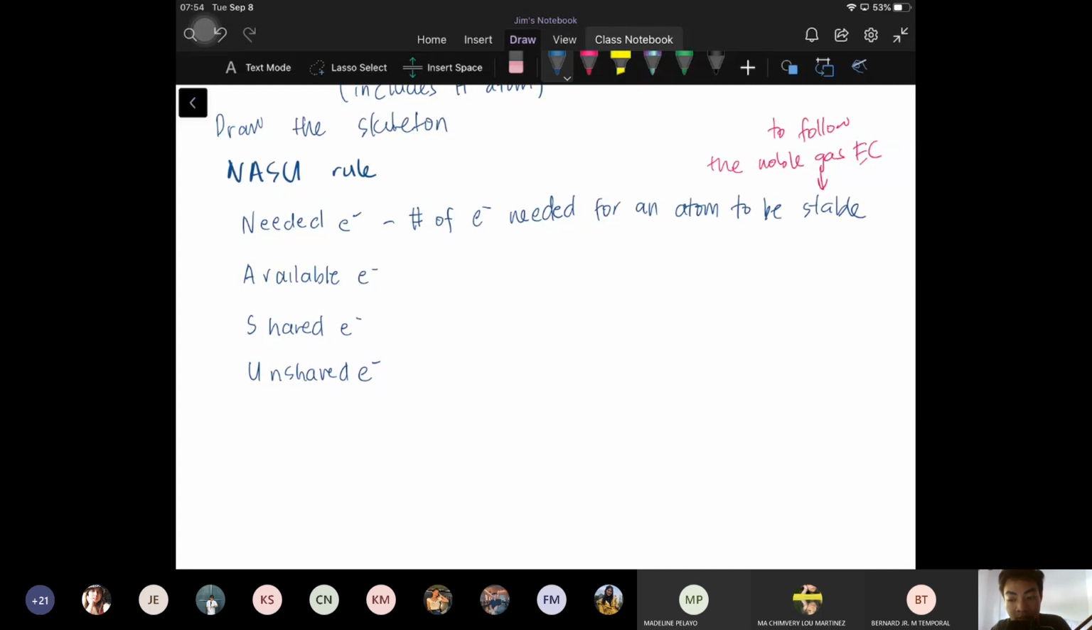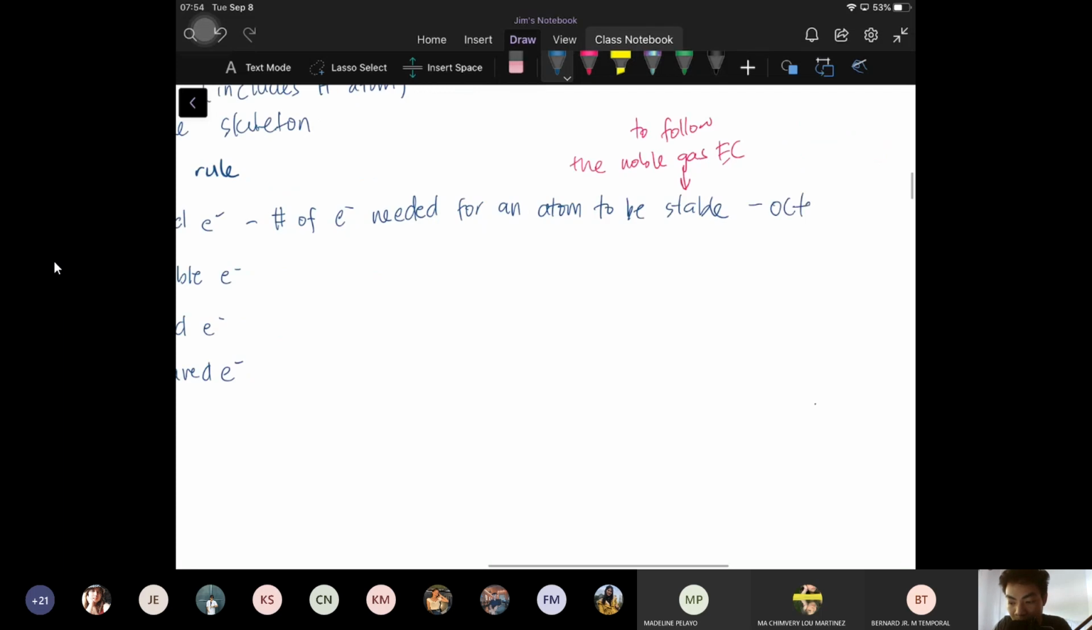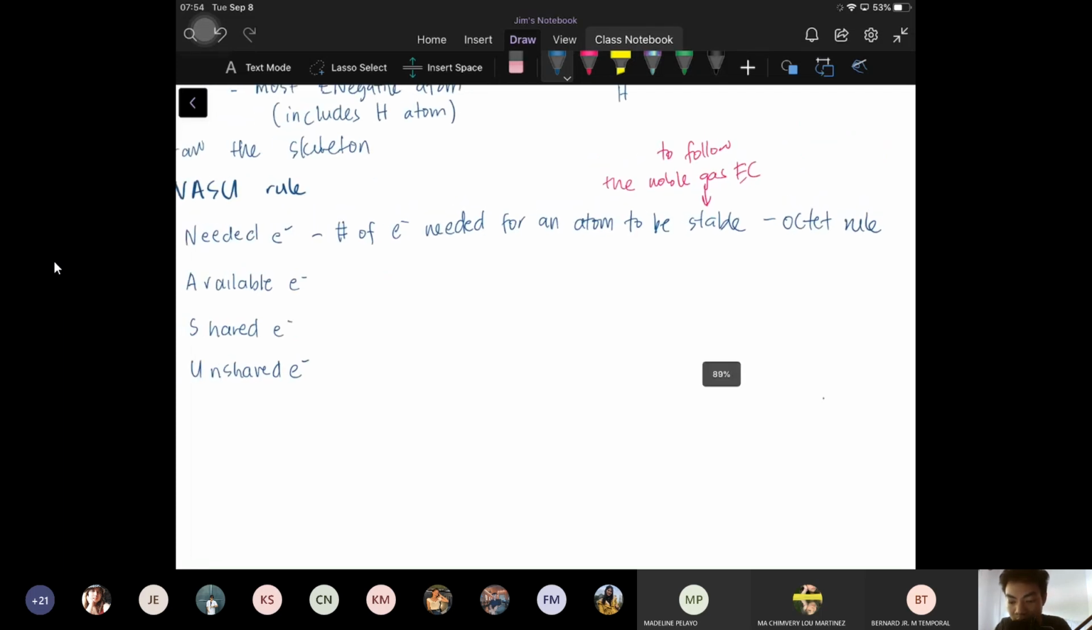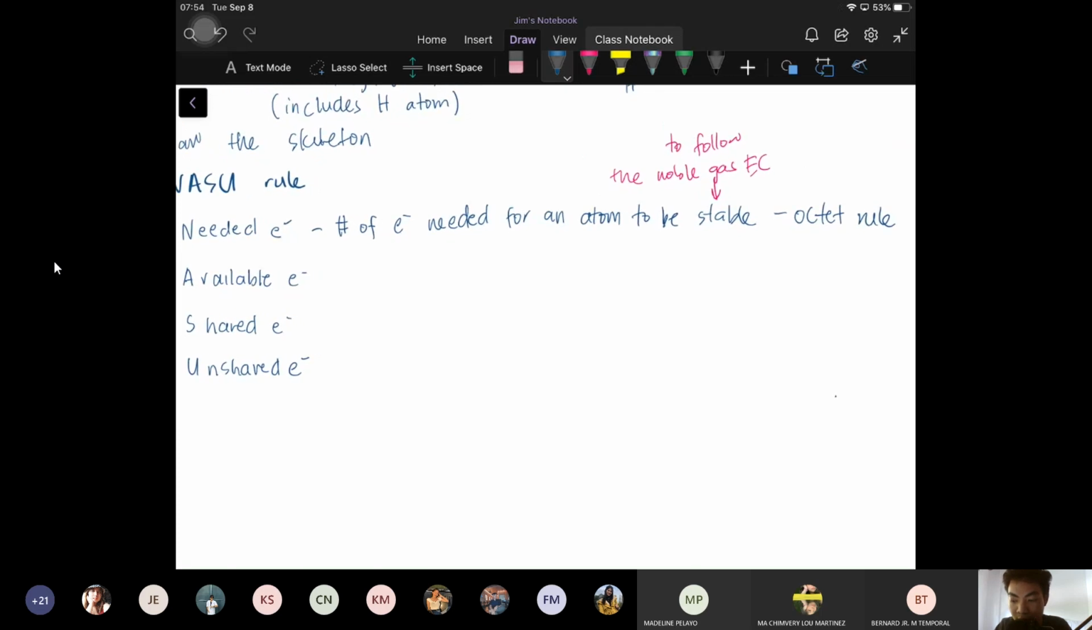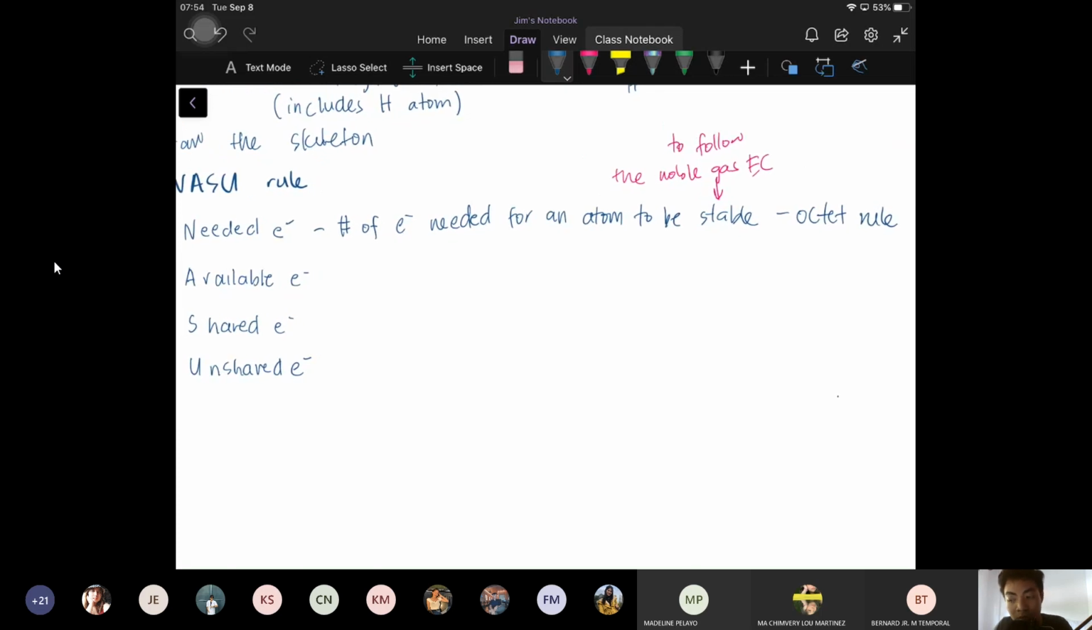Once na sinasabi natin stable, hindi meaning nun magiging mayaman yung atom, no? Gusto niya maging noble gas configuration or giyahin yung electron configuration ng noble gas. Okay. So, the question here is, ilang electrons kaya, no? Ito yung octet rule natin. So, yung needed electron, this pertains to the octet rule. Ano uli yung octet rule? It tells us that an atom requires 8 electrons for it to be stable.